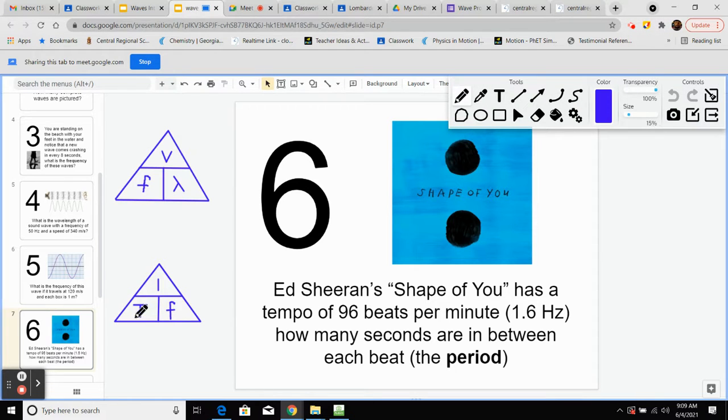Period is capital T. If that's what we want, if I cover that up, what is the equation? T equals 1 divided by F. So you're literally going to take 1 divided by 1.6. Right? Because 1 over F will give us T, all right, which is period. So 1 divided by 1.6. Whatever that comes out to be, guys, in your calculator, you have to input that.